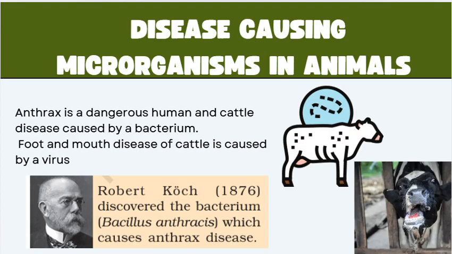Let us look at disease causing microorganisms in animals. We're looking at two diseases, that is anthrax and foot and mouth disease in cattle. Anthrax is caused by a bacterium and it is very dangerous to both humans as well as cattle. Foot and mouth disease is caused by a virus in cattle. This picture here is the foot and mouth disease. Robert Koch in 1876 discovered the bacterium Bacillus anthracis, which causes the anthrax disease.